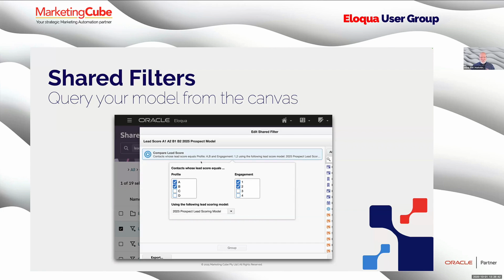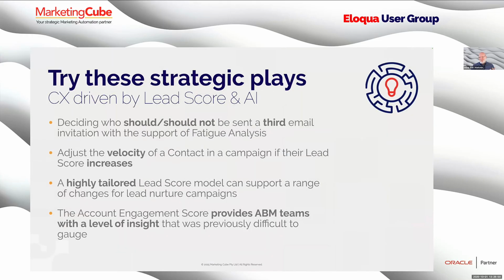And so once we've got that sitting in play, well, then we can start to drive things on the campaign canvas and move people around more than we could potentially by just ignoring it. Okay, so let's have a look. Try these sort of strategic plays when you're thinking about combining a lead score, which now includes hopefully some of our AI pieces as well. Who should or should not be sent a third email invitation with the support of fatigue analysis?